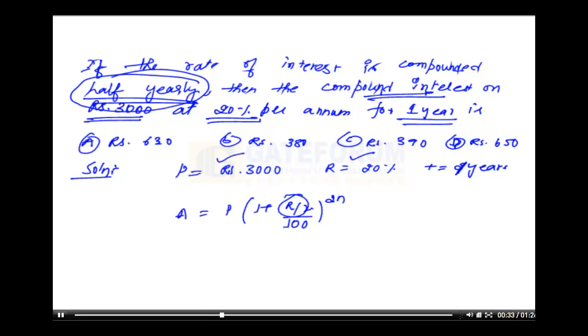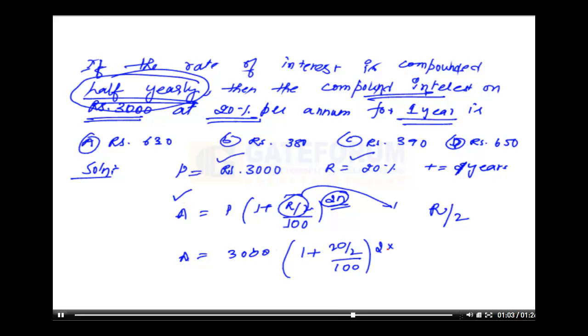Now, you might be asking what is the reason for R by 2. For the total year, if the rate of interest is R and we are compounding it half yearly, the rate of interest also becomes half, and the power is 2n. If it is compounded annually, it will be n. As it is compounding twice per annum, it will be 2n. Now, just substitute the values to get the amount. Principal is 3,000 into 1 plus the rate of interest 20 by 2 by 100 raised to the power of 2 into 1 year.